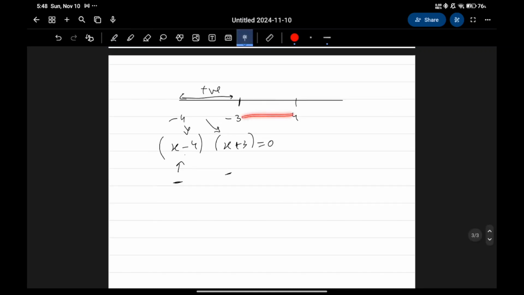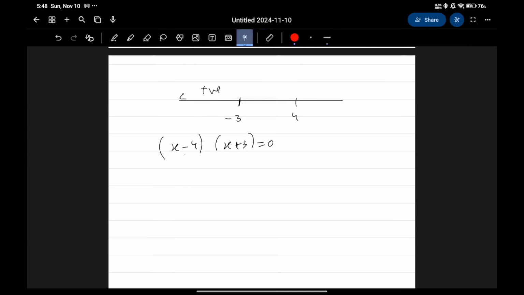Now, between negative 3 and 4, let me pick a number. How about I pick an easy number, 0. So I'm going to pick 0 and I'm going to put it in there.